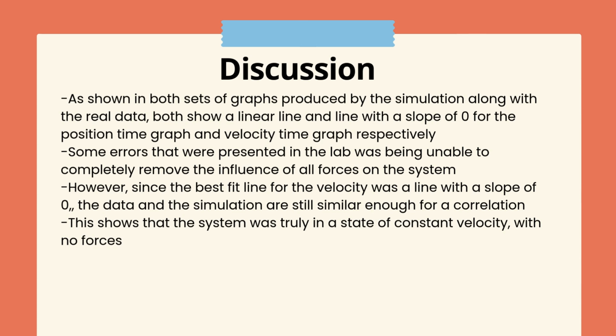Some errors that were presented in the lab was being unable to completely remove the influence of all forces on the system. However, since the best fit line for the velocity was a line with a slope of 0, the data in the simulation are still similar enough for a correlation. This shows that the system was truly in a state of constant velocity with no forces.